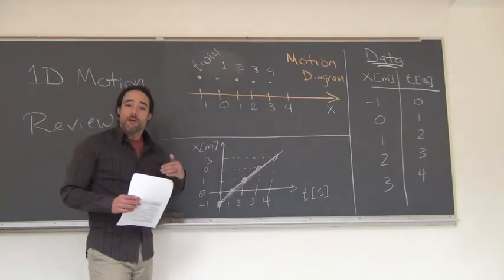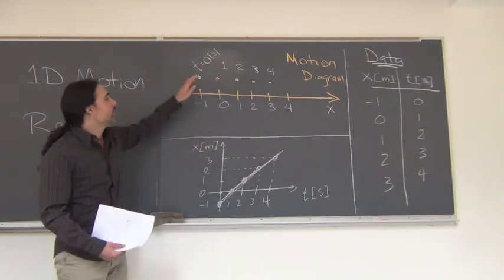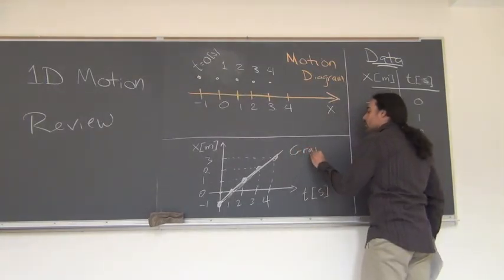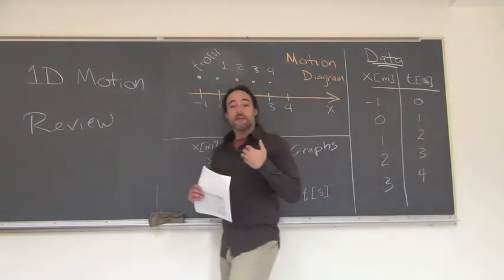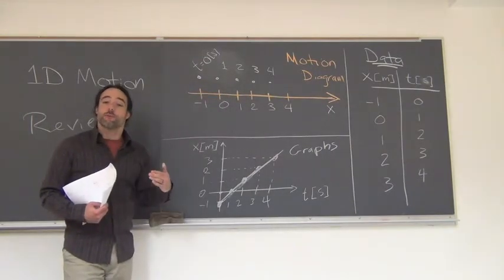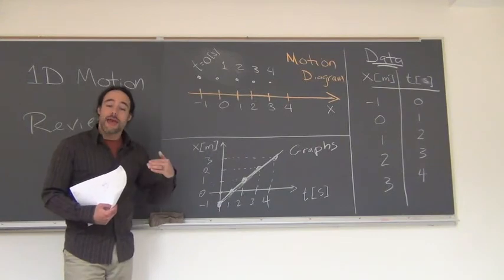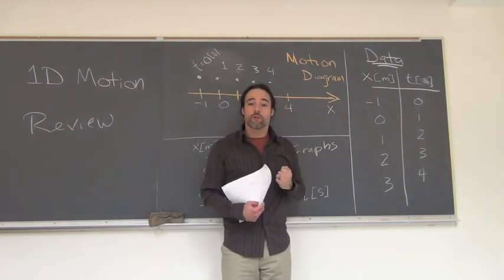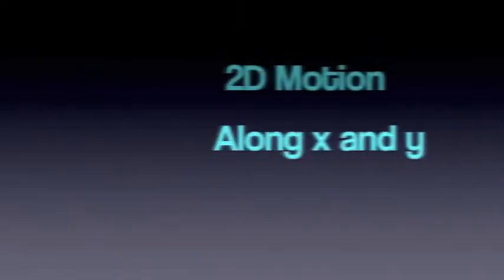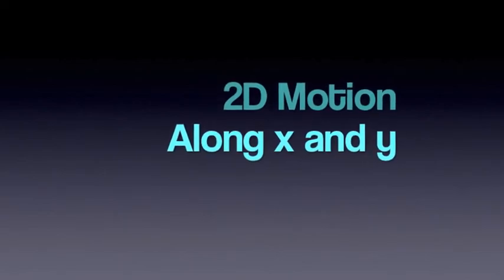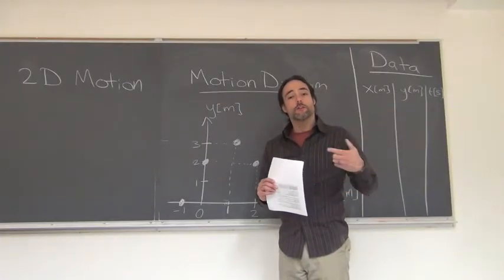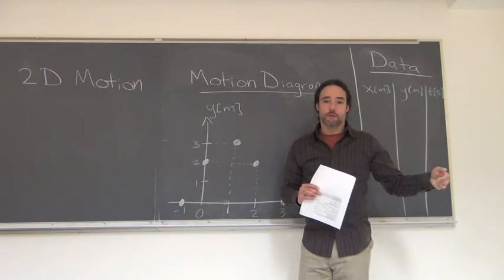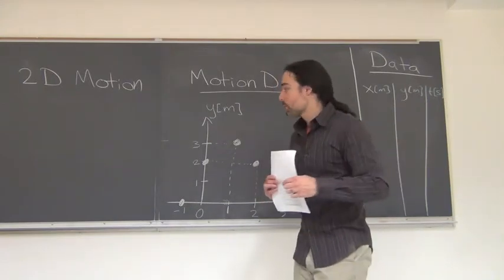Now, we're going to need these three tools: motion diagrams, making data columns, and making graphs. Working with them in 2 dimensions is going to be very similar to working with them in 1 dimension, except now we're going to have to add another coordinate here. So in addition to x, we're also going to have to deal with a y coordinate.